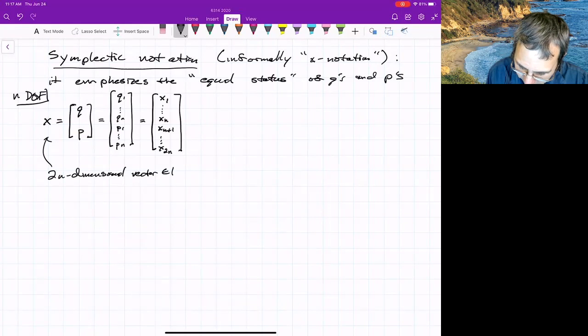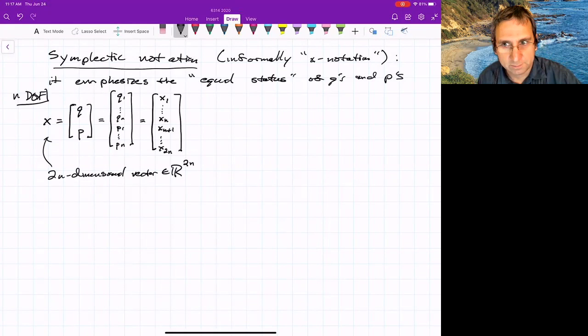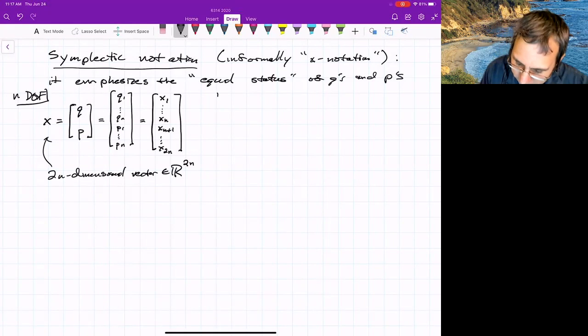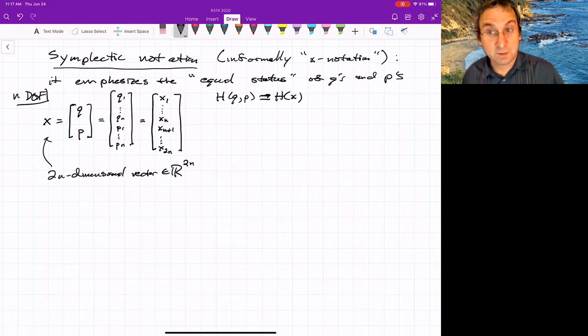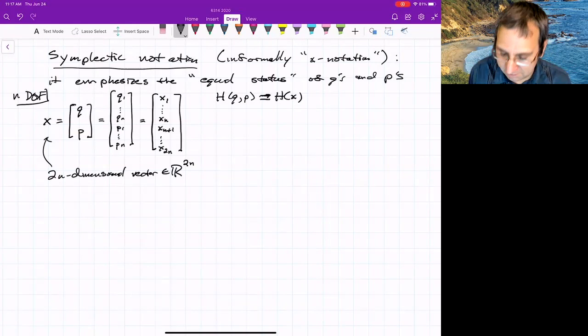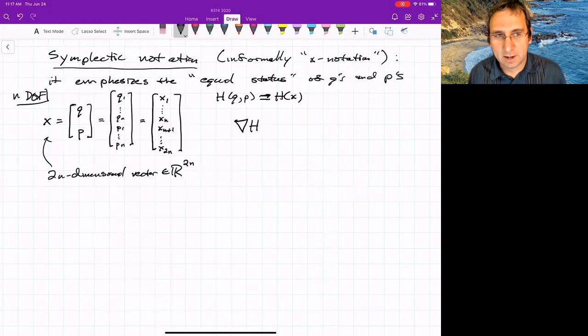Another way to think of that is it's an element of R2n. And then instead of saying that the Hamiltonian is a function of Q and P, we just say the Hamiltonian is a function of X. And then we write the gradient of H with respect to the X variables.